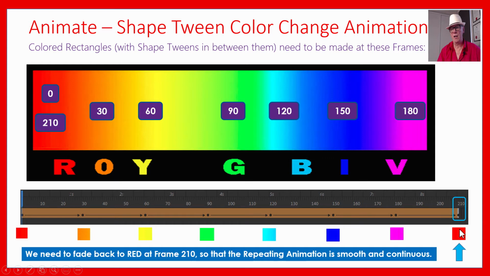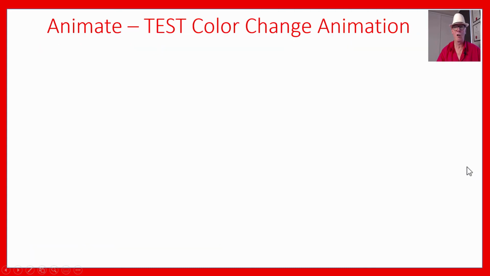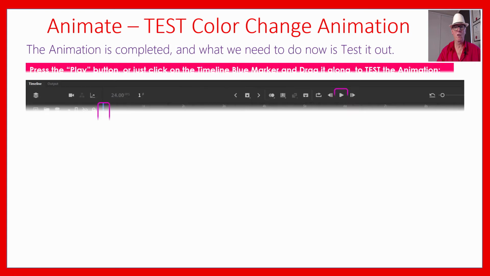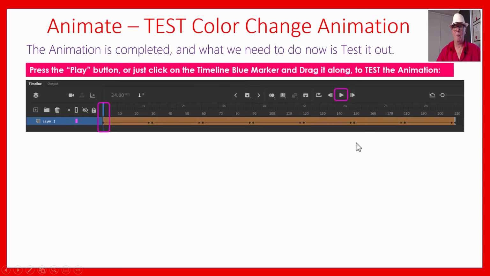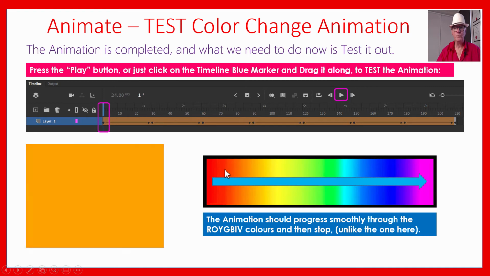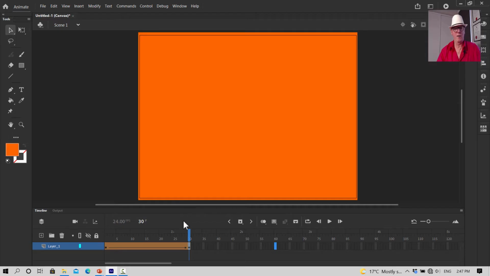And then we also need to get back to red at 210 so that the thing runs smoothly when we make it run continuously in an animated GIF file. All right, so that's basically what we need to do to finish it off. And then we're going to test it with the play button or dragging the playhead as we've seen. And we should get all of this happening. So that was a bit of work.